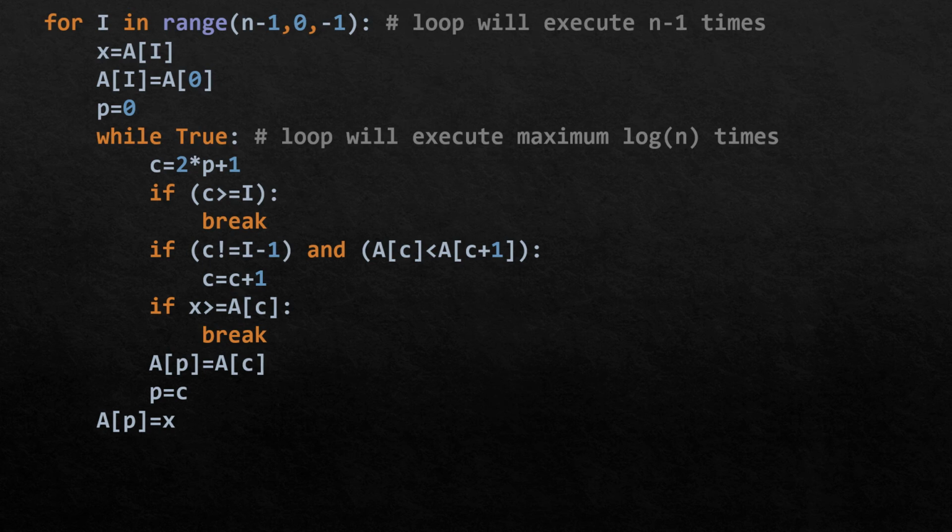After that, there is a while loop. And here you can see the condition is while true, do something. While true, C is equal to 2 into P plus 1. And when C is greater than or equal to I, it will break. Or if X is greater than or equal to A of C, it will break. Otherwise, it will increase the C value by 1, C becomes C plus 1. And that value of C will be assigned to the variable P.